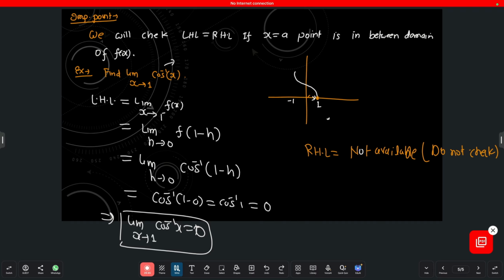So whenever the point is an end point, we will check whatever limit is available. If I ask you what is the limit at -1, then the right hand limit is available, left hand not available. Then we will check the right hand limit.